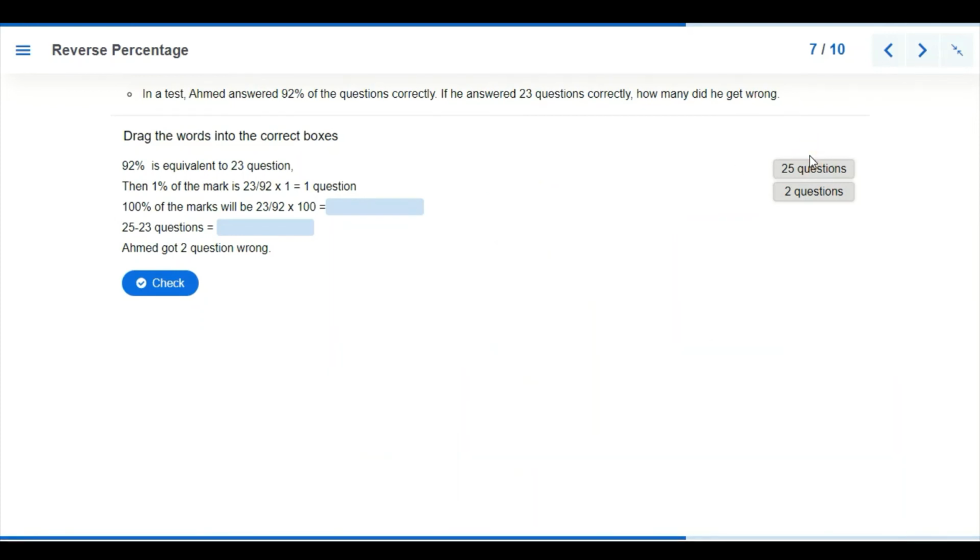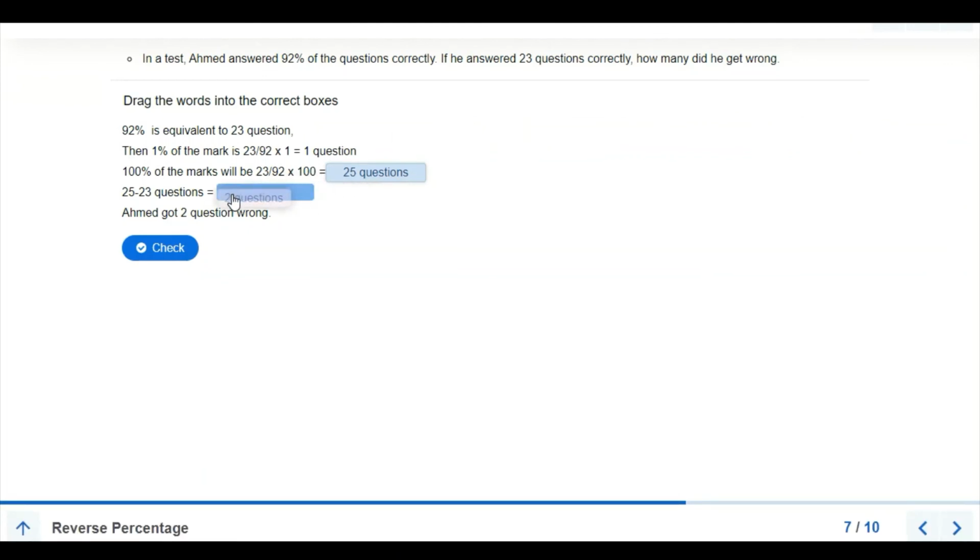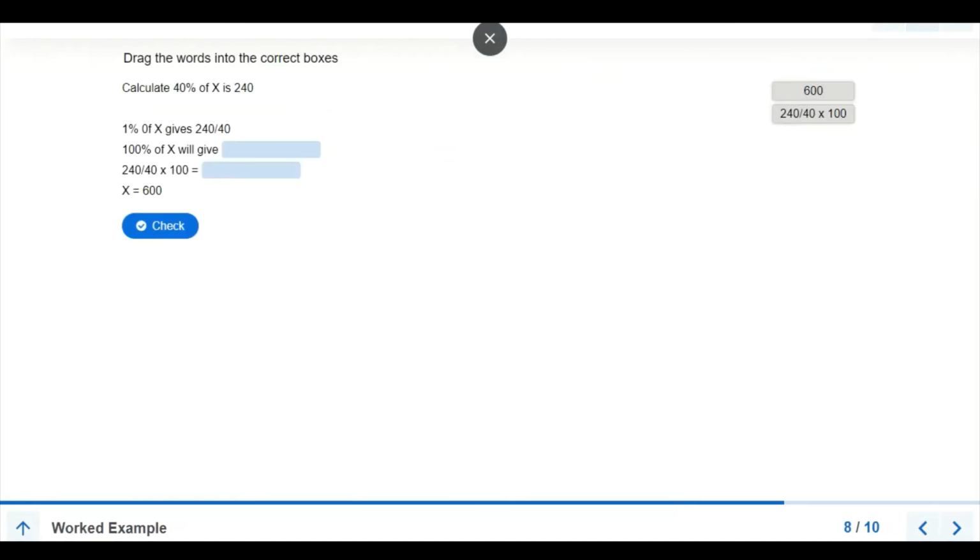For this one, 23 over 92 times 100, we have 25 questions. And if we subtract 23 from 25, we have 2 questions. So he actually got 23 questions right and 2 questions wrong. So that is it. Now that will lead us to this other example here.